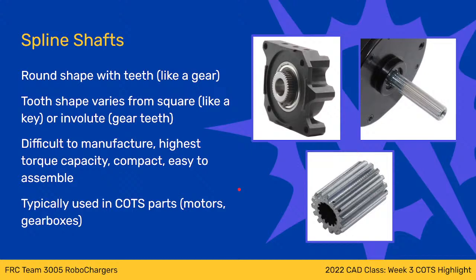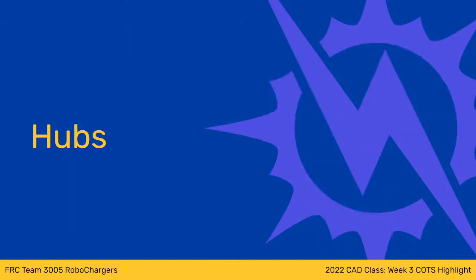So basically, spline shafts are really good, but you will not see them. You will only see them typically in pre-made products like gearboxes or motors. You will not see long strips of spline shaft stock that we cut to length and use. That's just not really a thing. All right, let's talk about hubs.